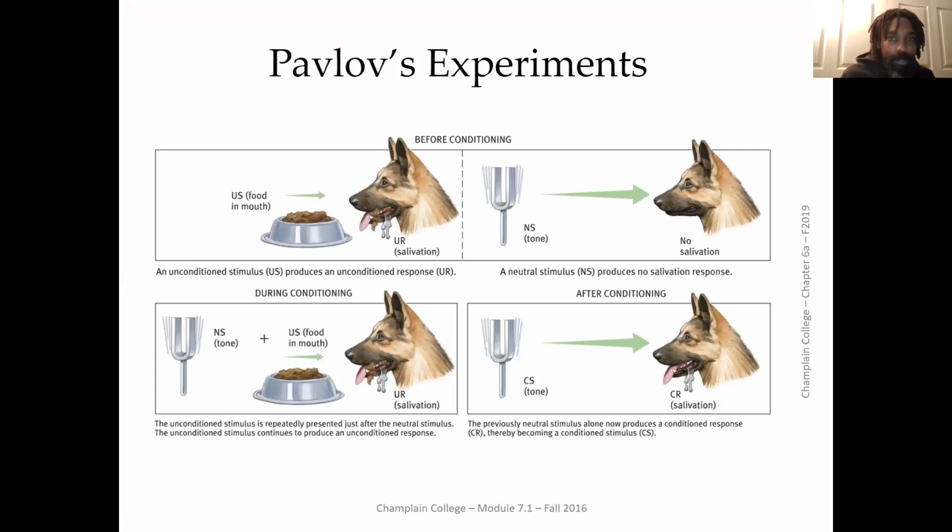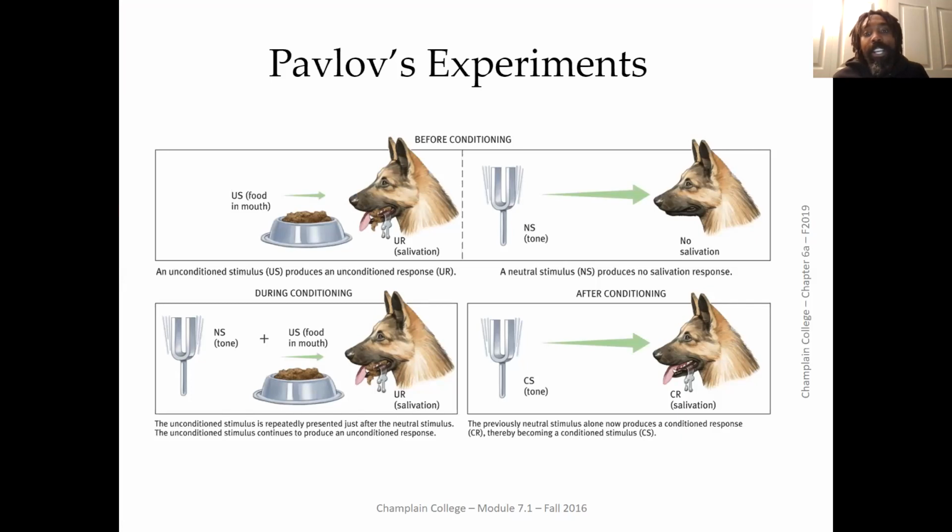Okay. So Pavlov's experiment. The unconditioned stimulus is the food, something that naturally occurs in the environment, and then the unconditioned response, the reflex, is salivation. The neutral stimulus, which was the tuning fork or that bell, on its own didn't create that reflexive response of salivating. But when, as you see here on the bottom slide, the unconditioned stimulus, which is the food, is repeatedly presented just after the neutral stimulus.